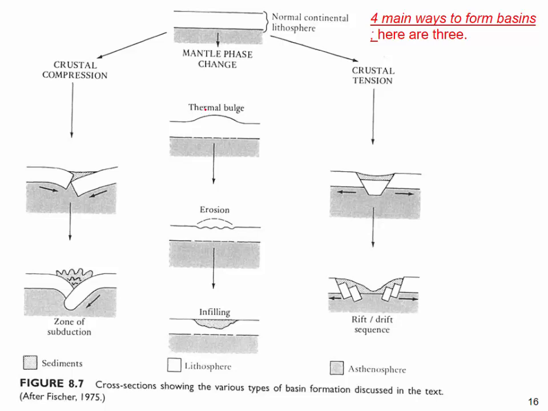So basins can be formed by 4 different mechanisms, and here the figure is showing 3 of them. Crust compression: one crust is going down, and these 2 crusts are compressing each other. This happens in the subduction zone or the trough. And crust tension is where you have a ridge, a divergent plate, and a fault is generated, and the sediments come in and fill it. And also sometimes you have a depression of the subsurface, and a basin can be generated.